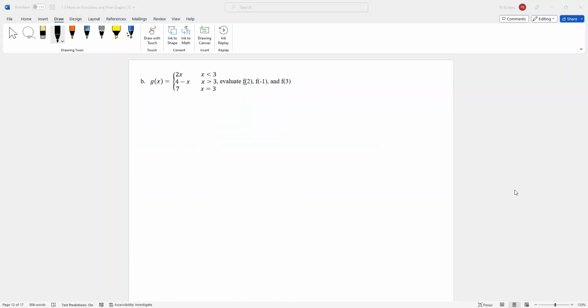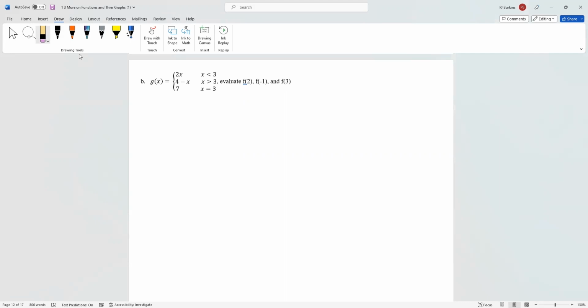All right, so here's another example. Here we've got a piecewise function that has 3 parts. It has 2 linear portions and then one that's actually just going to be a point, right? It tells us that at x equal 3, y is equal to 7. So that's just going to be a point.